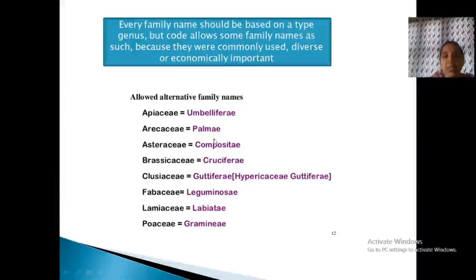Okay. So what happens in such cases? These names have been commonly used for many years. So when you change this according to the rule, actually according to the rule this is not allowed, because a family name should contain the type genus. Clear? But there are some exceptions given here according to the rule of priority. Some families that are commonly used have their alternative names retained, and there are some other significance. Most of them are diverse and economically important. That is why they are retained. So this also comes under the rule of priority.